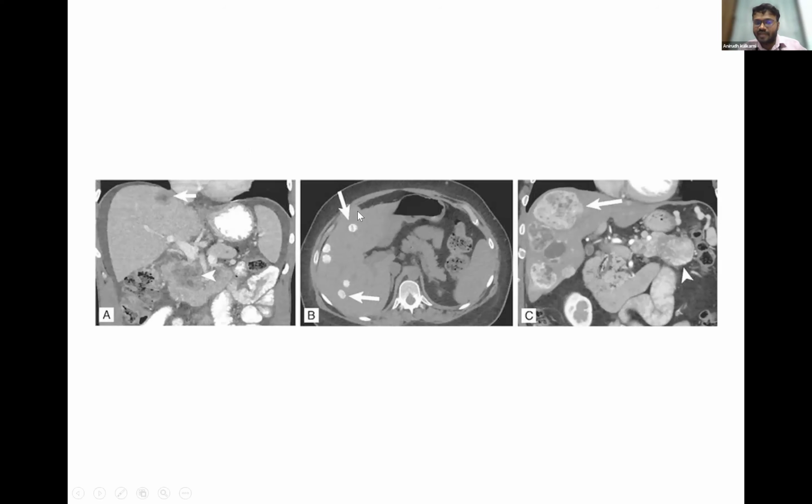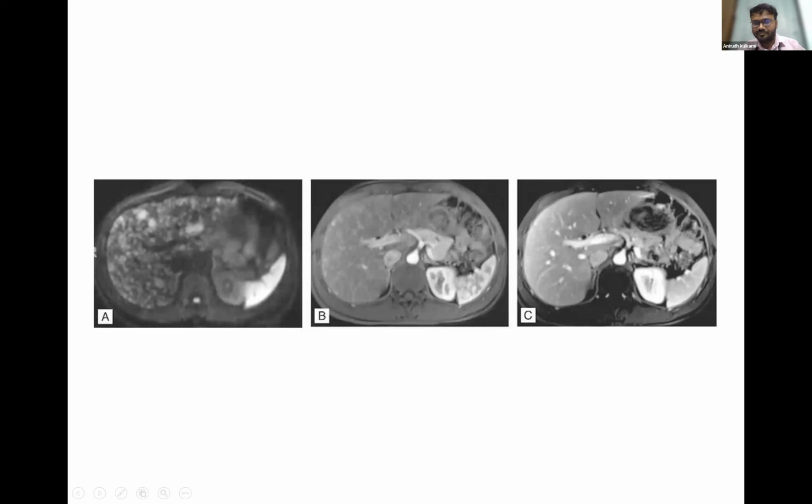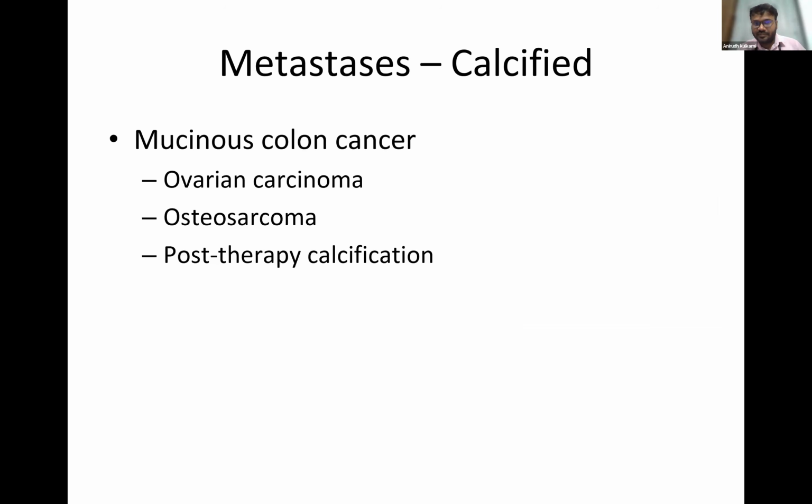So these are the calcified metastases. This is target appearance, halo, and these are multiple heterogeneously enhancing lesions. So this is again the metastasis, okay, target appearance. This is a neuroendocrine tumor. Here, metastasis due to neuroendocrine tumor, as we have discussed, shows diffusion restriction.